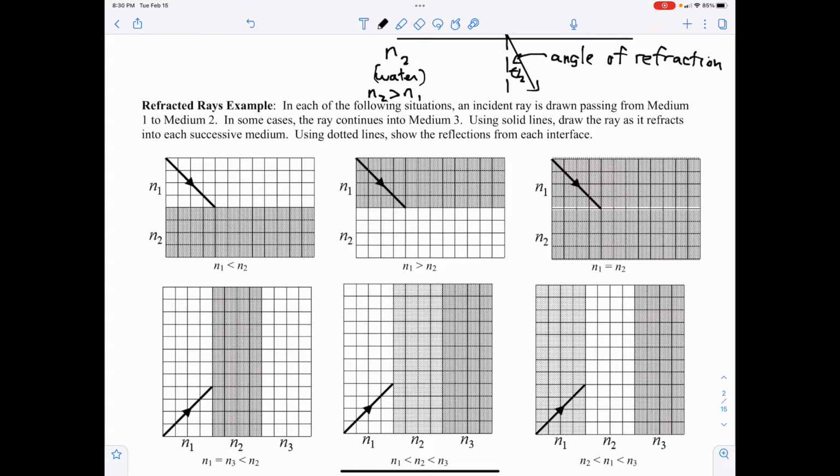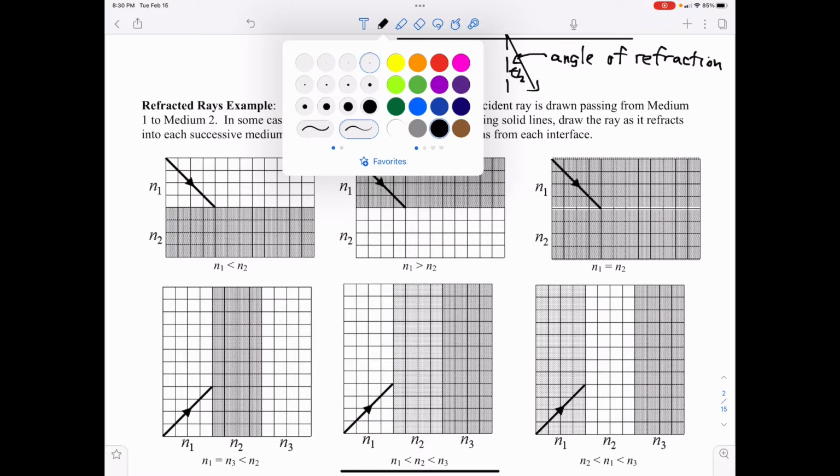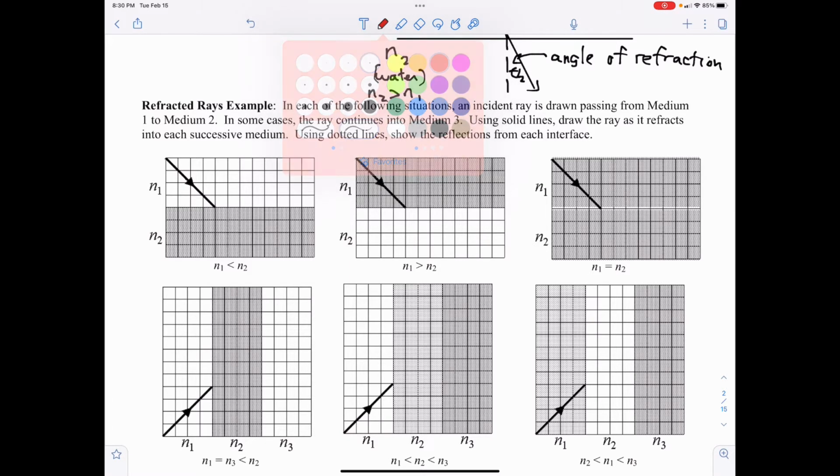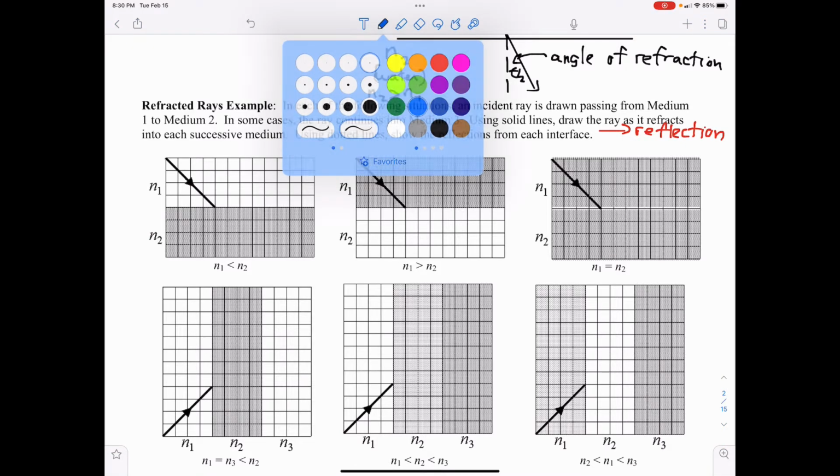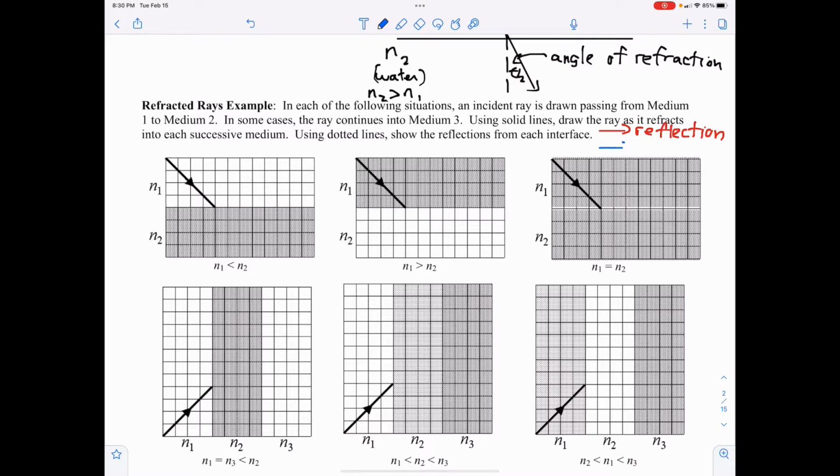Now what I'm going to do is represent this the following way. I'm going to use red to show reflection, and I'll use blue to show refraction. We're going to keep it color-coded since the incident rays are all black. Remember, we're using dotted lines to show the reflection, but it'll be red.